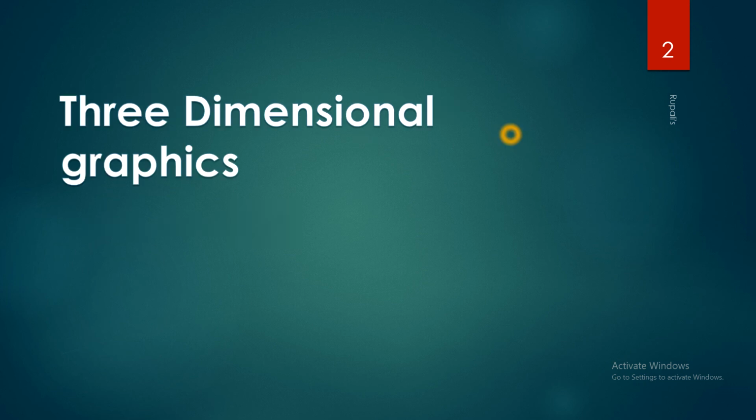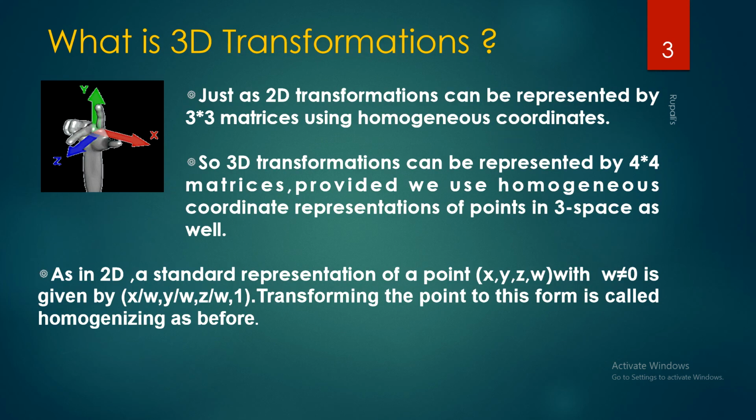Today we will learn three-dimensional graphics. In case of two-dimensional transformation, the matrices in homogeneous coordinates are 3 into 3 matrices. We just increase one dimension, 2 becomes 3, so the matrices are 3 into 3. So in case of 3 dimension, it becomes 4 into 4 after increasing one dimension.